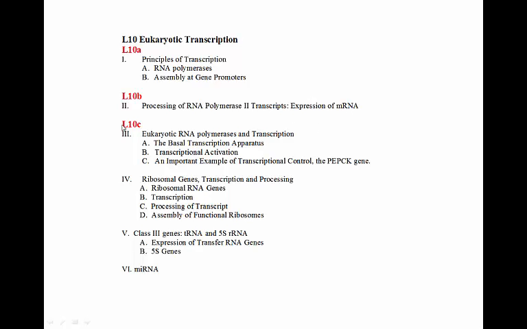And under L10c, we'll talk about eukaryotic RNA polymerases and transcription, and the basal transcription apparatus, transcriptional activation, an important example of transcriptional control, the phosphoenolpyruvate carboxykinase gene. Then we'll talk about ribosomal genes and class 3 genes, which are tRNAs and 5S small ribosomal RNAs. And then finally, we'll talk about microRNA.